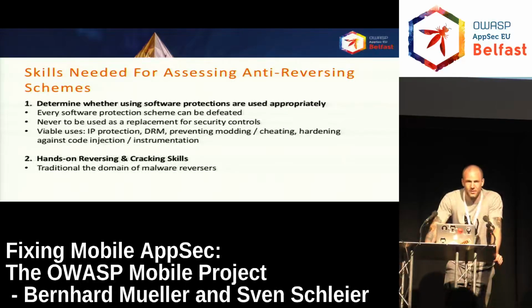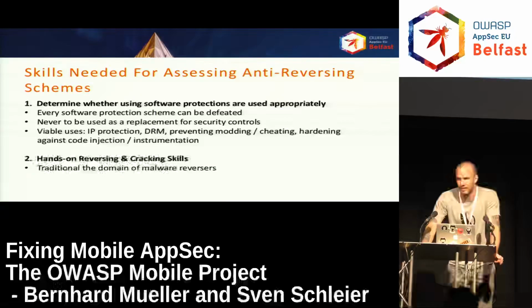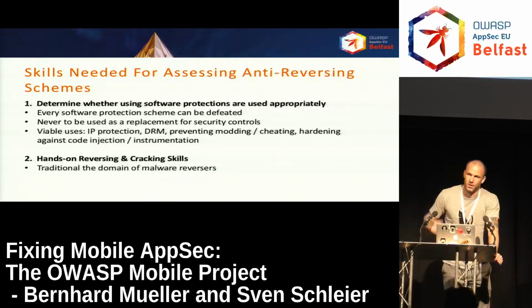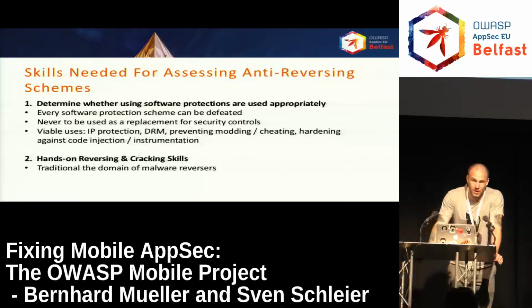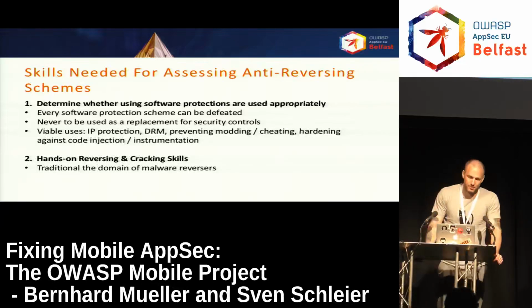For example, let's say you want to protect your source code from simple reverse engineering, or you want to do DRM, you want to prevent cheating in a game, you want to prevent code injection. We heard about root malware that's very prevalent now, and things like that can be, to a certain degree, defended against with software protection.